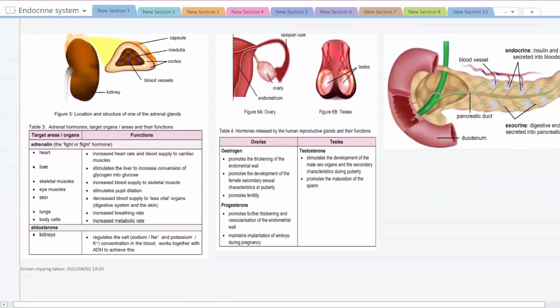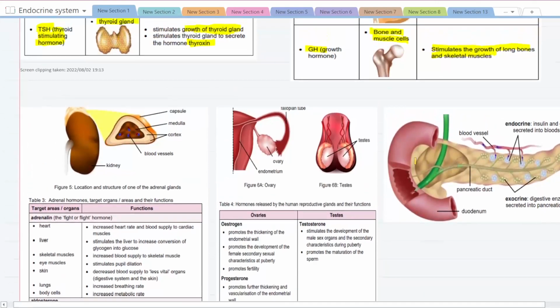Then moving on to the adrenaline. Now adrenaline, of course, is secreted by this endocrine gland here just above the kidneys.